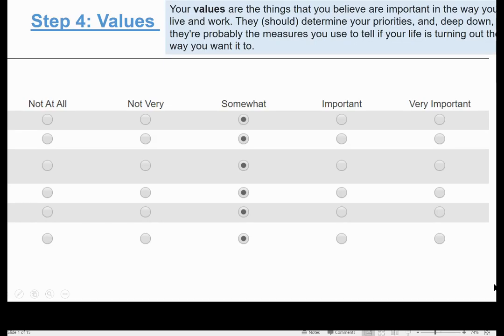The next area, which is your last big area, which is values. Do you value things? So the values are things that you believe are important in a way you live and work. They should determine your priorities, and deep down, they're probably the measures you use to tell if your life is turning out the way you want. So, here are some ways that you can determine that. Are these values very important to you, or are they not important at all?